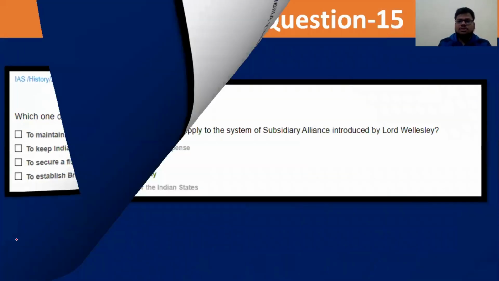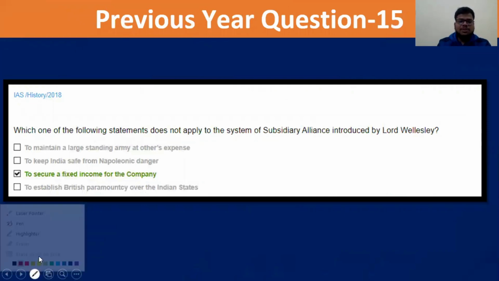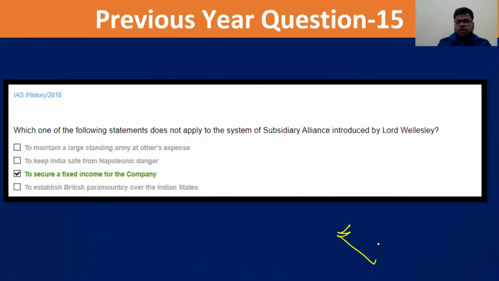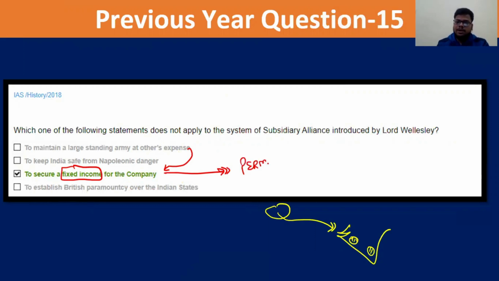Now, the context in which the subsidiary alliance was launched by Lord Wellesley: first, to maintain a large army at their expense. Yes, he wanted to expand his army base within India, keeping the army at multiple places. Secondly, it was the Napoleonic danger, that Napoleon could come and attack India, because at that time Tipu Sultan was also sending embassies and corresponding with Napoleon. Third, to secure fixed income for the company. No. It later expanded, but it was not fixed income. The company started getting money from it because of the maintenance of this army, but it was not the objective of it. This was the objective of the permanent settlement.